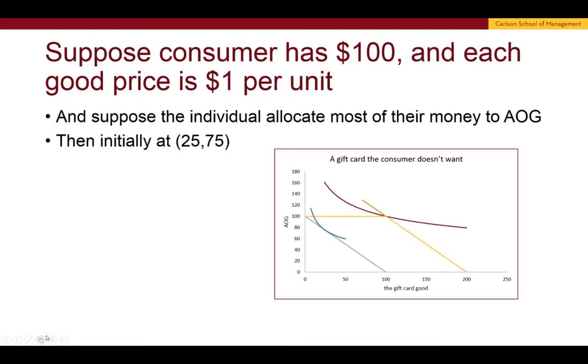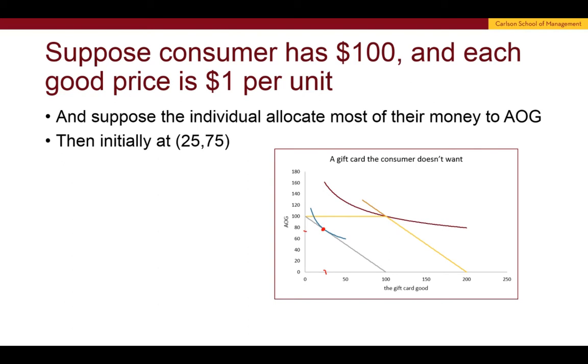So we see that in this diagram here as this blue indifference curve tangent to this gray budget constraint, and there's the initial choice with 25 units of the gift card good, 75 units of AOG.